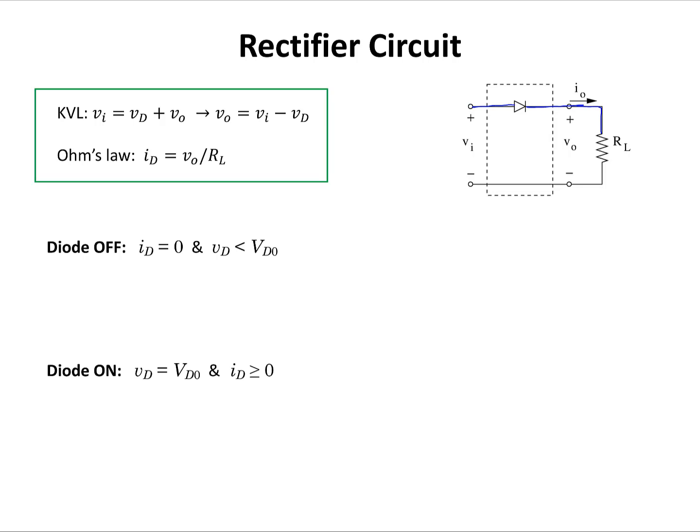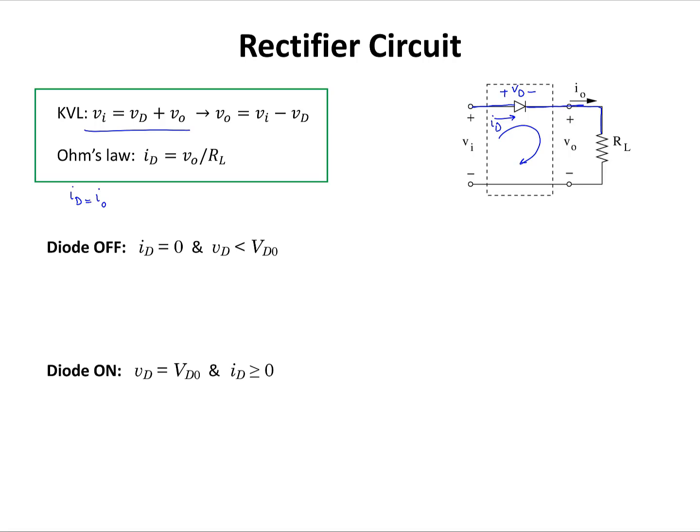I wrote the KVL equation for this circuit. I have this loop in here. I'm going to label voltage across the diode as Vd, and this is the direction of current flow in the diode, Id. And KVL tells me that Vi equals Vd plus Vout. As a result, Vout is Vi minus Vd. Also, using Ohm's law, I know that Vout equals Iout multiplied by RL, and I know that Id is the same as Iout.